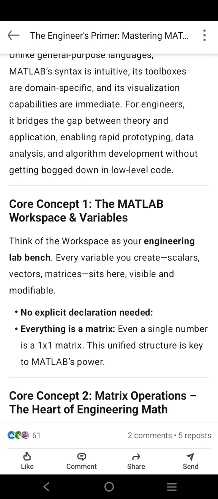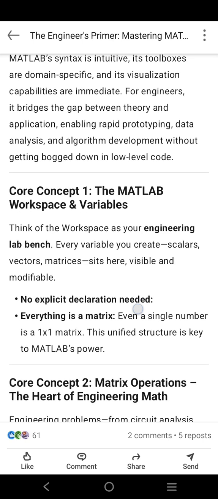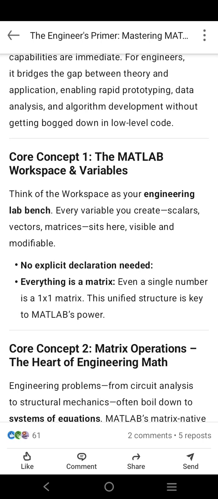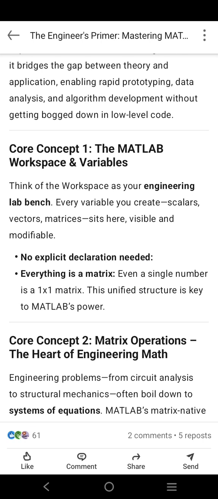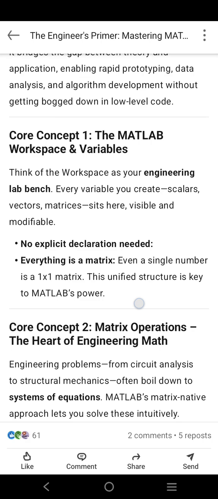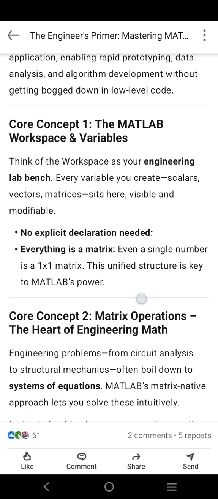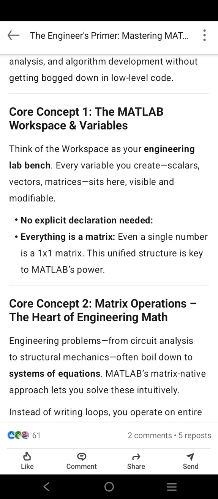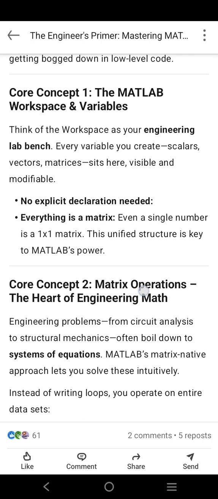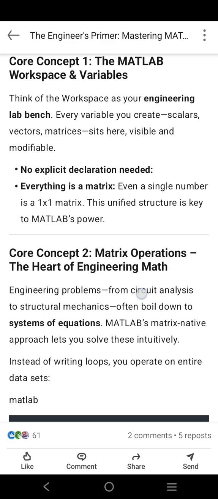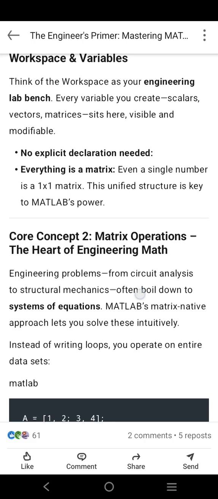The first core concept is the MATLAB workspace and variables. Think of the workspace as your engineering lab bench. Every variable you create, scalars, vectors, matrices, sits here, visible and modifiable. No explicit declaration needed. Everything is a matrix. Even a single number is a 1 by 1 matrix. This unified structure is key to MATLAB's power.